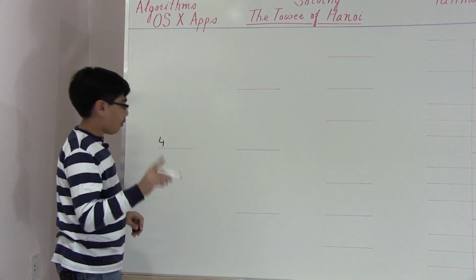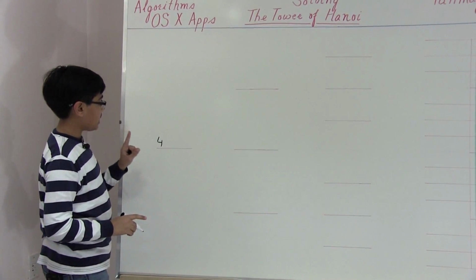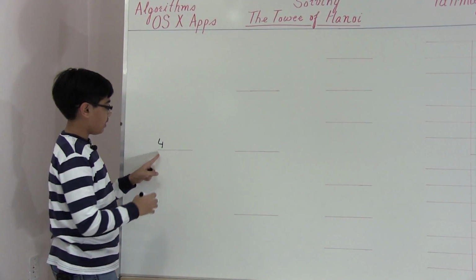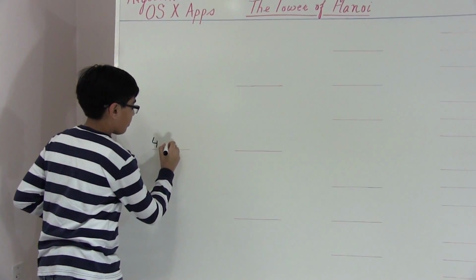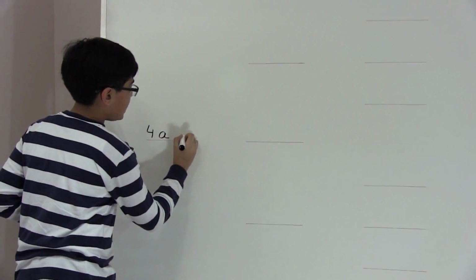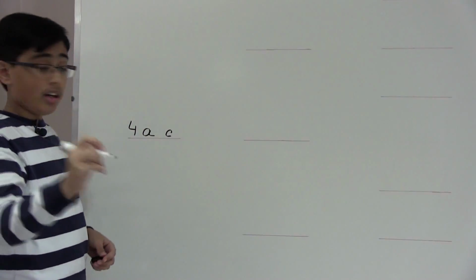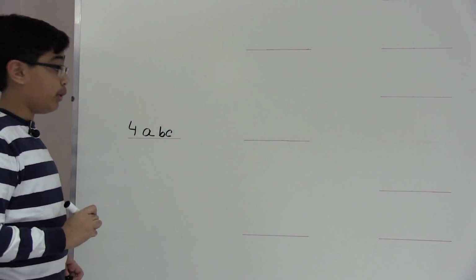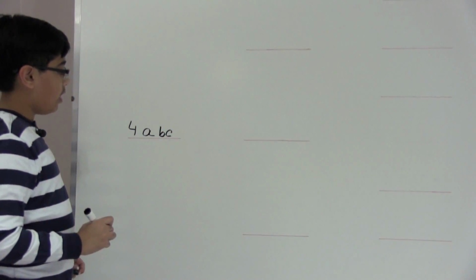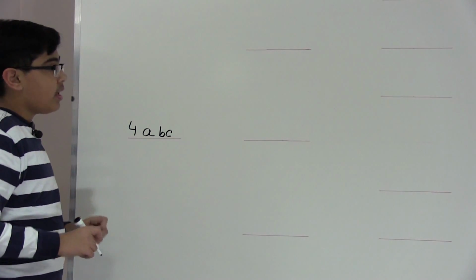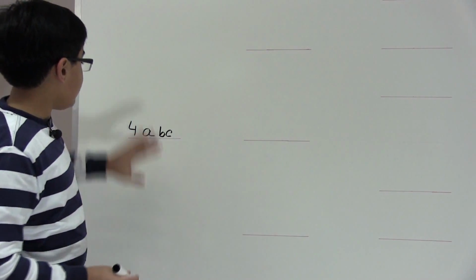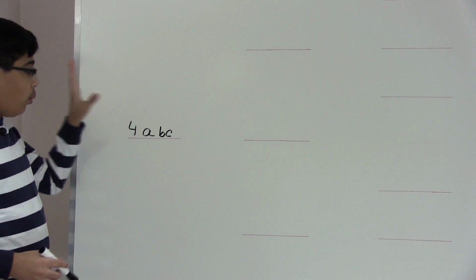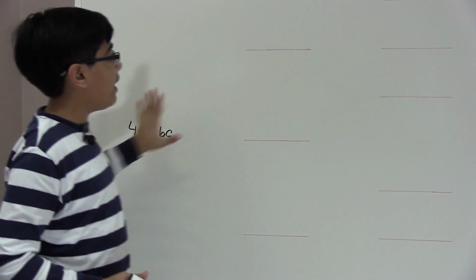So now, what I'm going to say is we're moving four disks from A to C, however, we can use B in the middle, if we need to. Okay, perfect. Now, this is our beginning. Like, what are we going to be doing from now on?